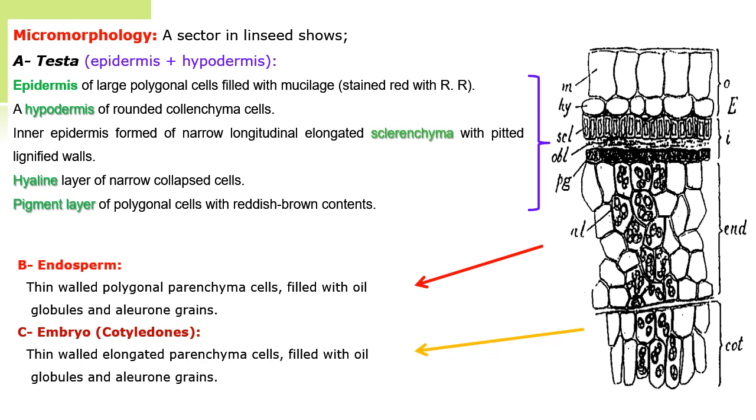After the hyaline layer, we have a layer of pigment cells which give the linseed its characteristic color. The endosperm is formed of thin wall polygonal parenchyma cells filled with oil globules and aleurone grains, with intercellular spaces. Next to the endosperm, we have the embryo, formed of thin wall elongated parenchyma cells, also filled with aleurone grains and oil droplets.